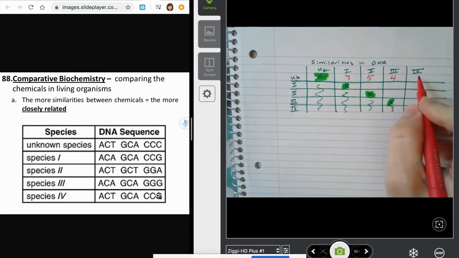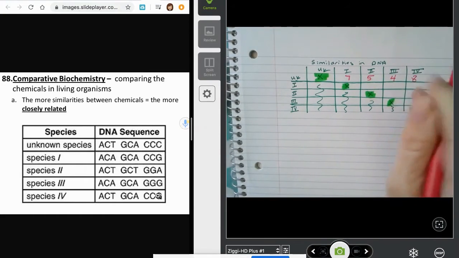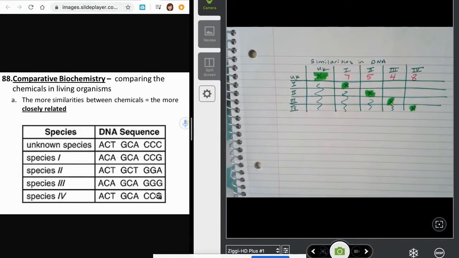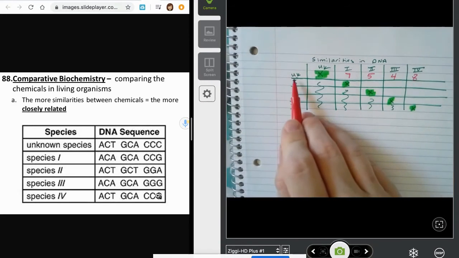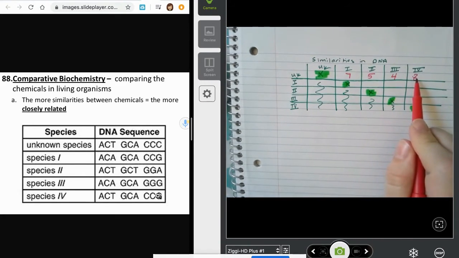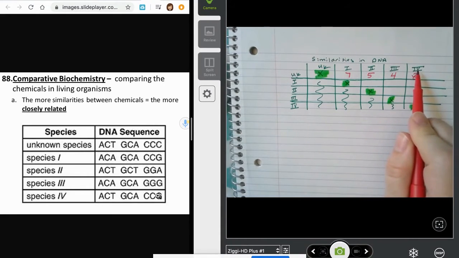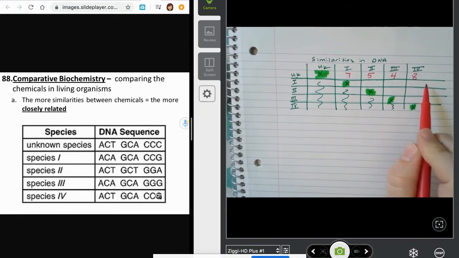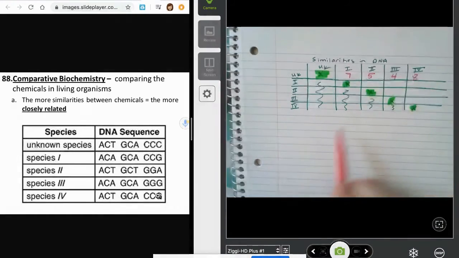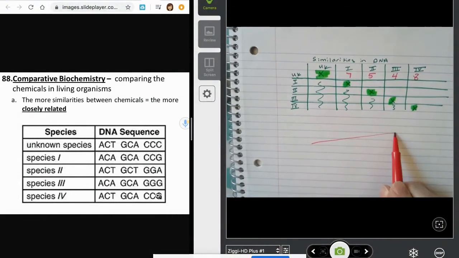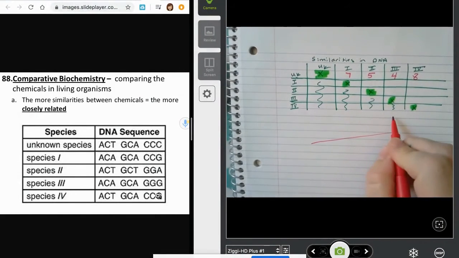Wow, that is significant. Okay, so I can look at this and figure out who is the most closely related. Species 4 and the unknown have 8 similarities. So I can say that it is the most related to species 4, and I can say it is the least related to species 3. So I can make a cladogram like this, and I can put my unknown right here.